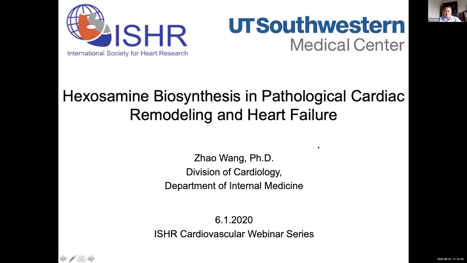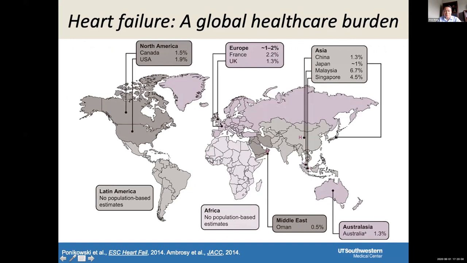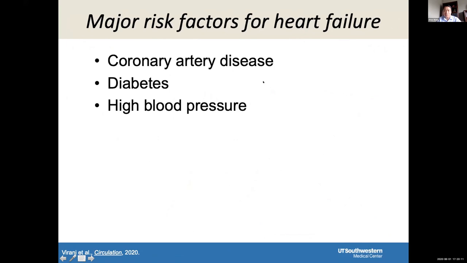With this audience, I don't need to emphasize the importance of heart failure, which is affecting more than 26 million people worldwide. A number of risk factors contribute to the pathophysiology of heart failure, including coronary artery disease, diabetes, high blood pressure, etc. In the next 10 minutes or so, I'm going to present a project in the lab regarding high blood pressure induced cardiac hypertrophy and heart failure.